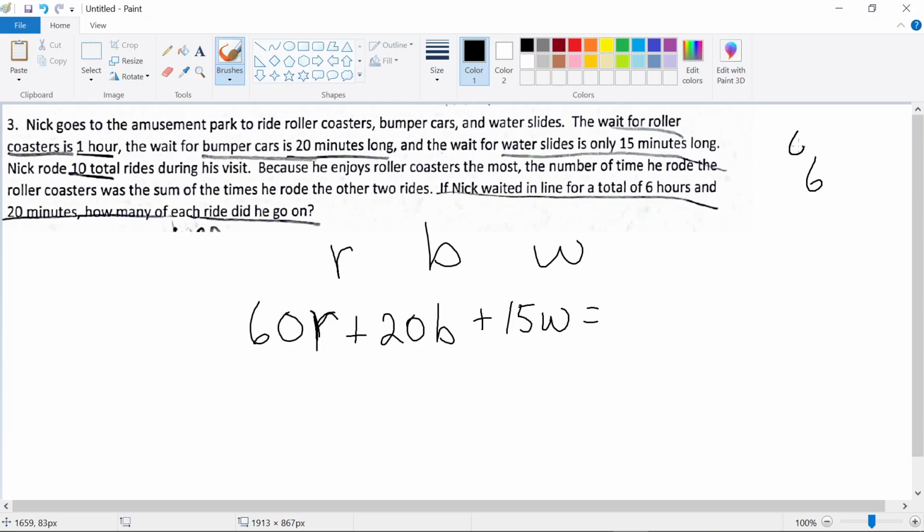Well, each hour is 60 minutes. 6 times 60 is 360 minutes plus 20. So there's a total of 380 minutes. So there's my value equation, 380 minutes.